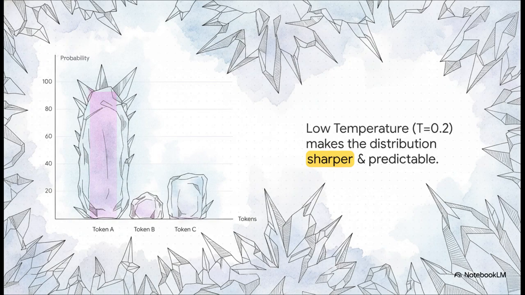Imagine we set a very low temperature, say 0.2. By dividing the raw scores by a number smaller than 1, the math radically widens the gap between the top score and all the bottom scores. The probability distribution is massively sharpened. The top choice becomes a near mathematical certainty, basically freezing the AI into solid ice. Let's look at a practical demonstration.